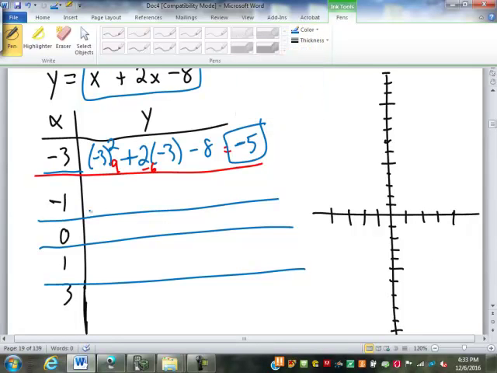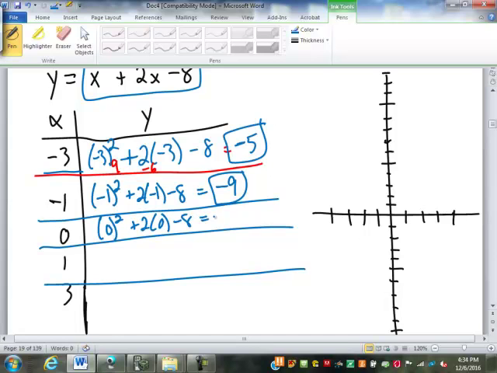Okay, so if x is negative 1, y is negative 1 squared plus 2 times negative 1 minus 8. What's that come out to be? Negative 9. If x is 0, y is 0 squared plus 2 times 0 minus 8, which is 0 squared is 0. 2 times 0 is 0. So 0 plus 0, 0 minus 8 is negative 8.